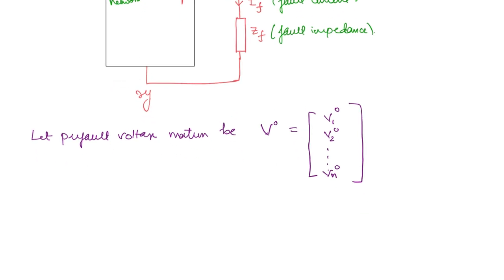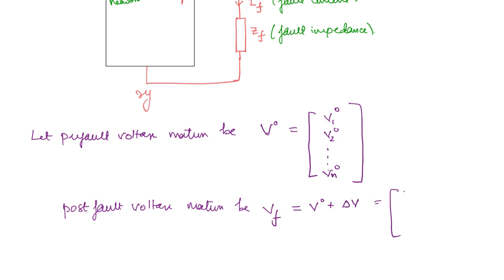Next, the post fault voltage matrix. This is going to be represented as Vf. Now what will this be? This is going to be the initial voltages plus the change in voltages. So this we are going to represent as V1f, V2f, and so on till Vnf.